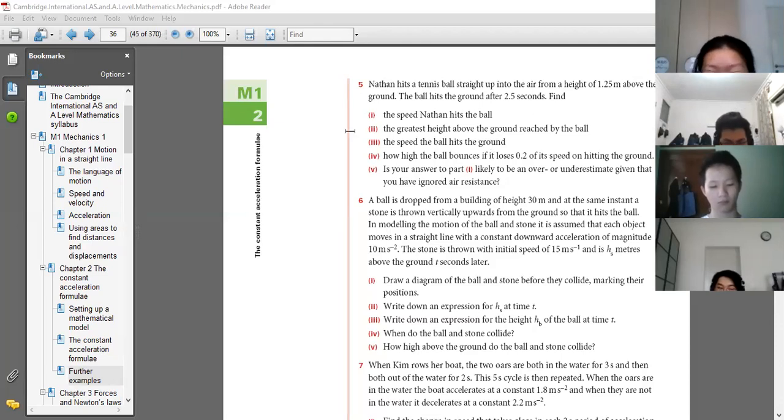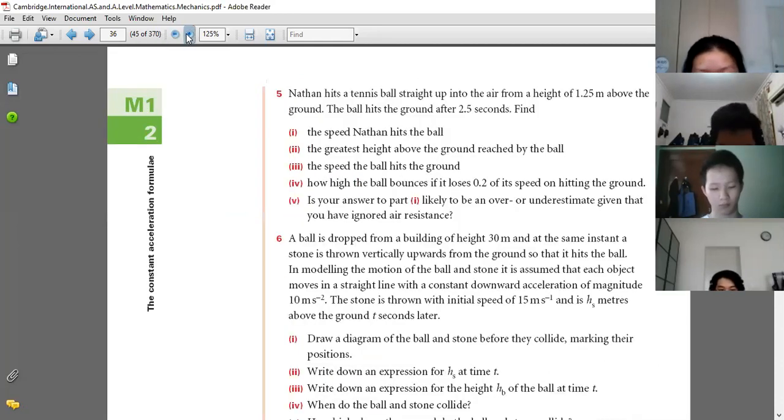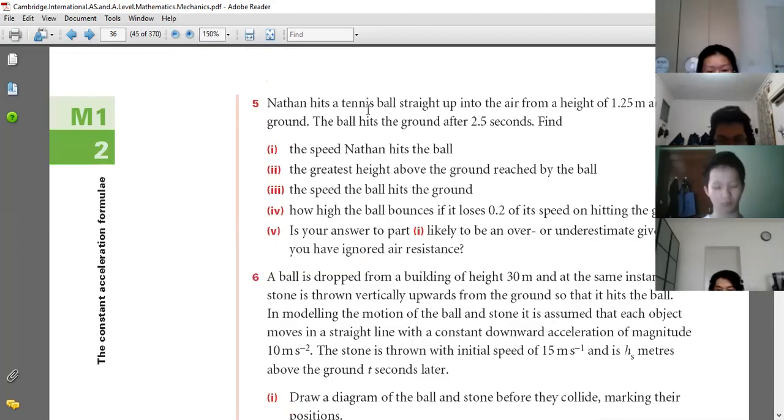From question number 5, we can see that Nathan hits the ball. Wait, I'm going to zoom it first. Nathan hits the tennis ball straight up into the air from the height of 1.25 meters above the ground. The ball hits the ground after 2.5 seconds. Find the speed Nathan hits the ball, the greatest height above the ground reached by the ball, the speed the ball hits the ground, how high the ball bounces if it loses 0.2 of its speed on hitting the ground. Is your answer to part I likely to be an over or underestimate given that you have ignored air resistance? Okay, let's see the first question first, yeah?